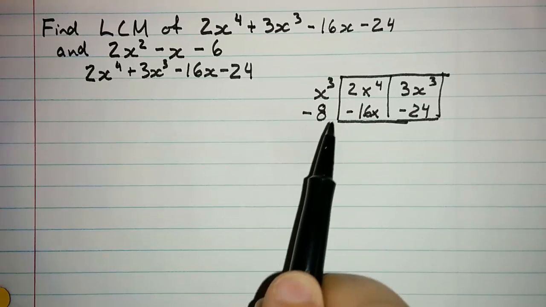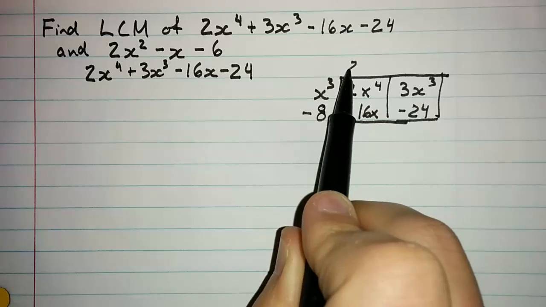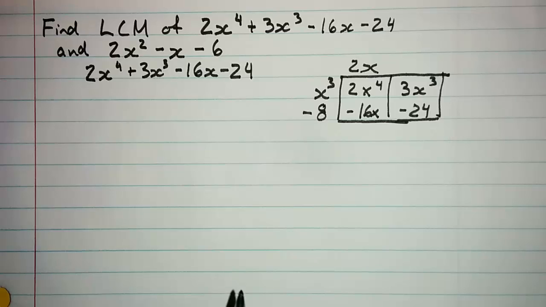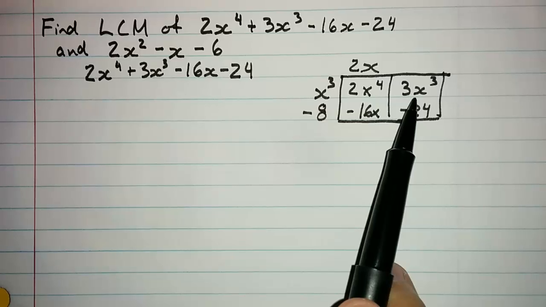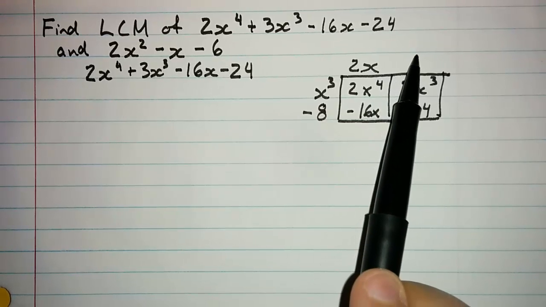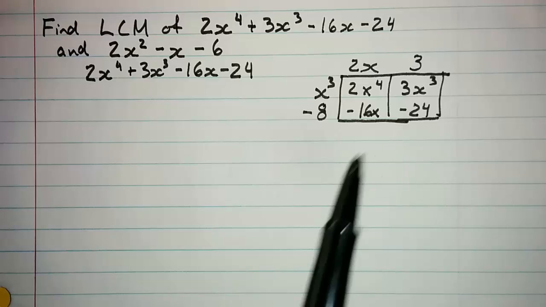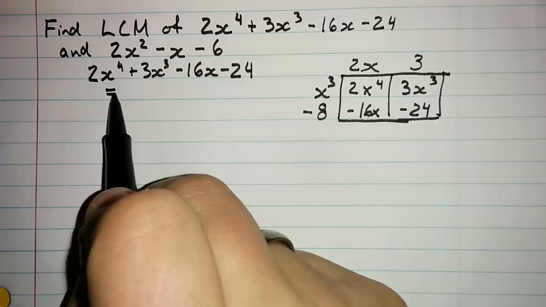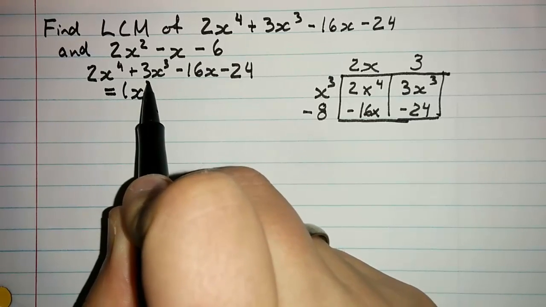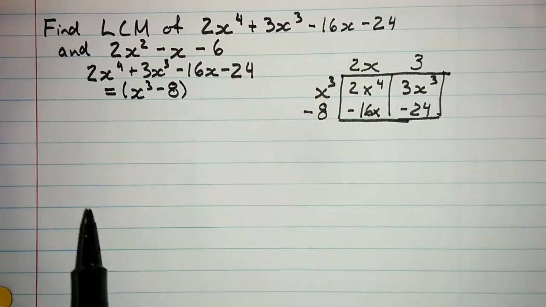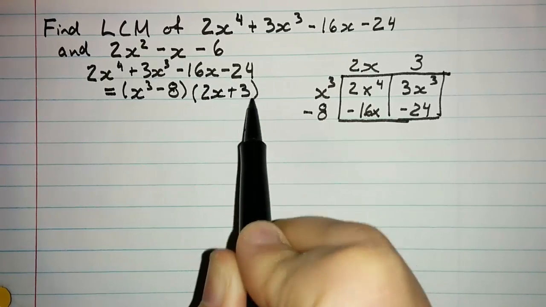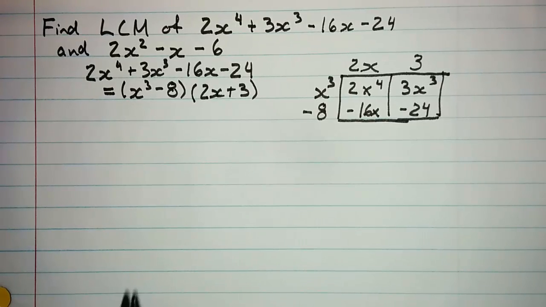What times x cubed gives me 2x to the 4th? Well, 2x does. 2x times negative 8 is negative 16x. Sure is. What times x cubed is 3x cubed? Well, 3. 3 times negative 8 is negative 24. Yep. So this factors as x cubed minus 8 times 2x plus 3. But wait, there's more.